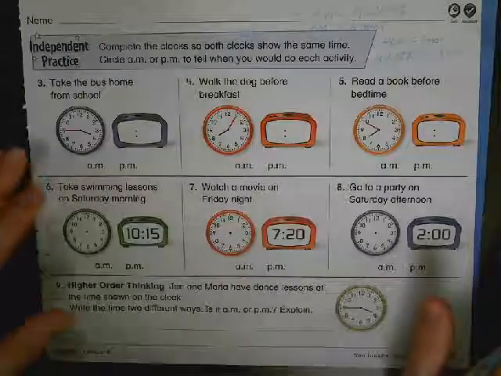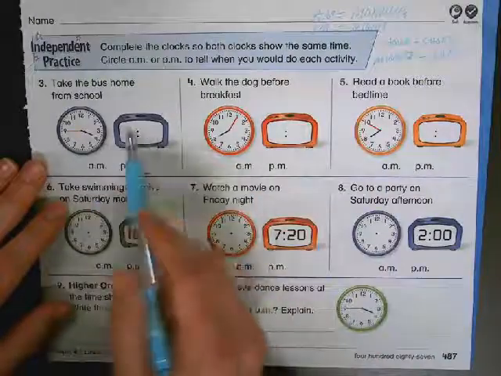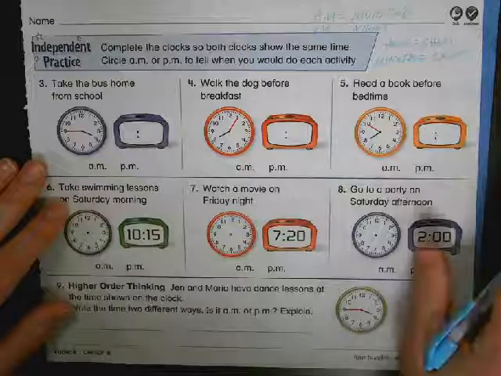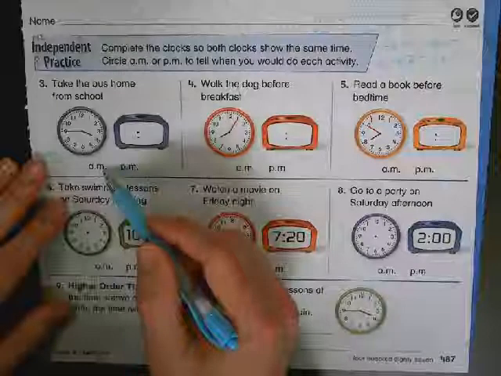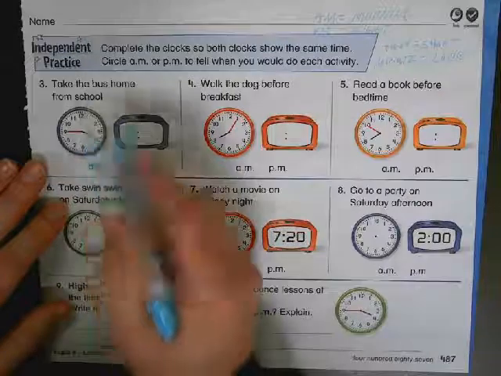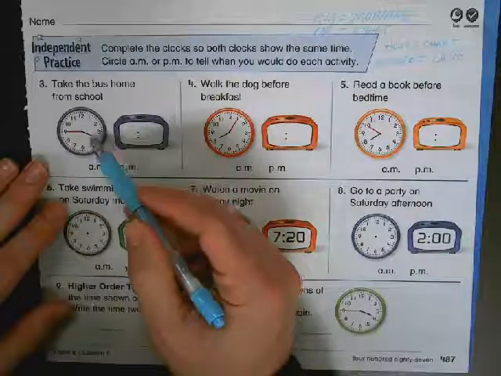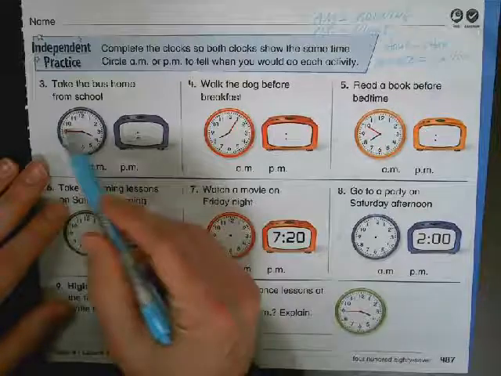So here we go. It says complete the clock, so both clocks show the same time, so you have to do digital, analog, and digital. Draw your hands. And then circle AM or PM. AM morning, PM night. So take the bus home from school, afternoon or night. So taking a look here, the hour hand is between which two numbers? Write it. Minute hand pointing to the 9.